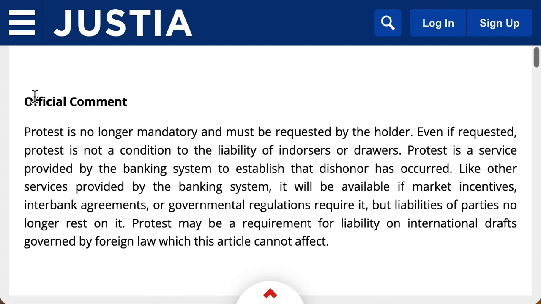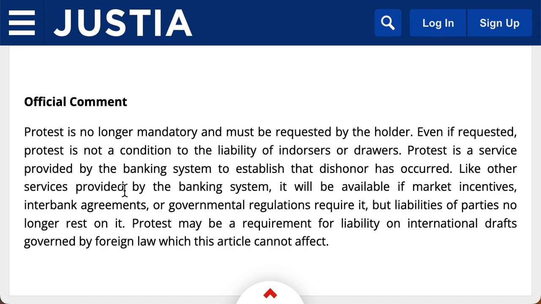It's something interesting. I'm just now seeing this. Protest is no longer mandatory and must be requested by the holder. Even if requested, protest is not a condition to the liability of endorsers or drawers. Protest is a service provided by the banking system to establish that dishonor has occurred.